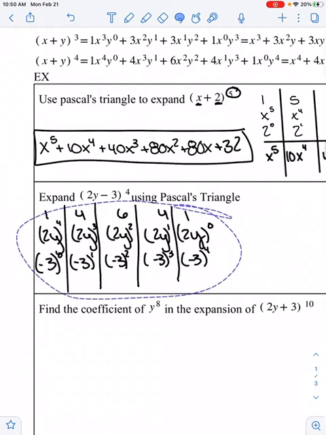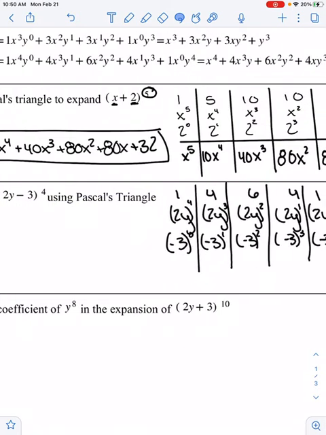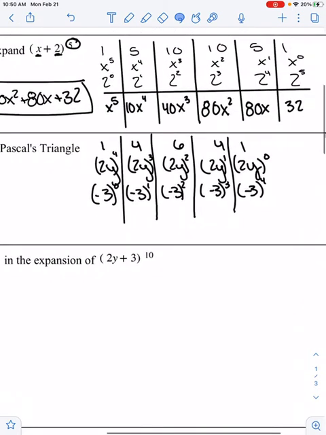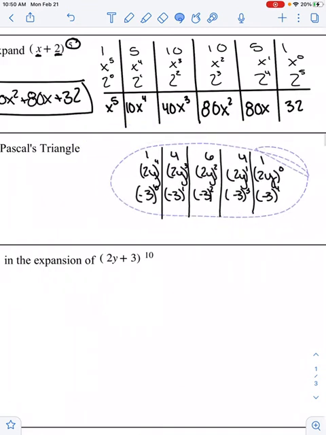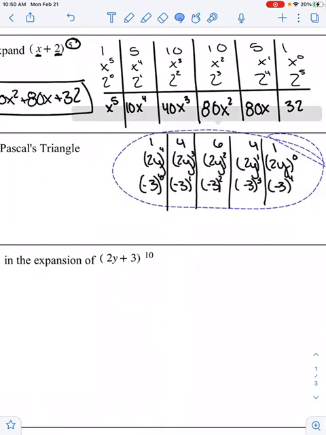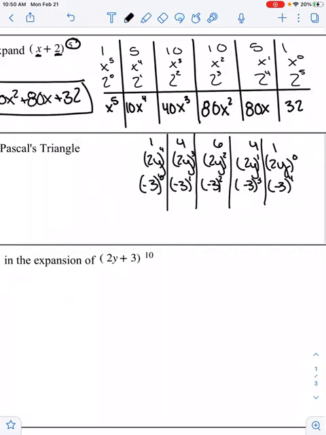And I'll move this to the side, just a little bit more space. All right, good enough.